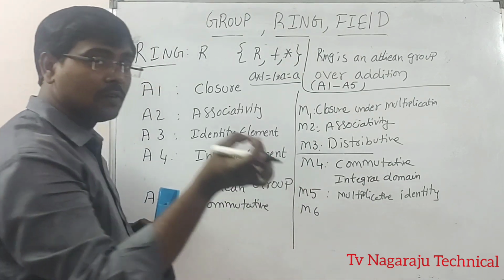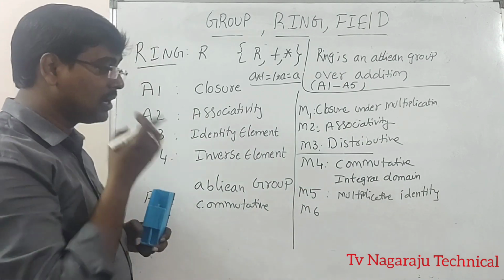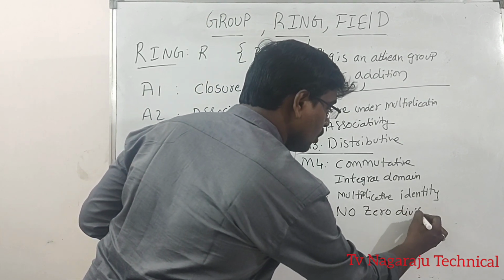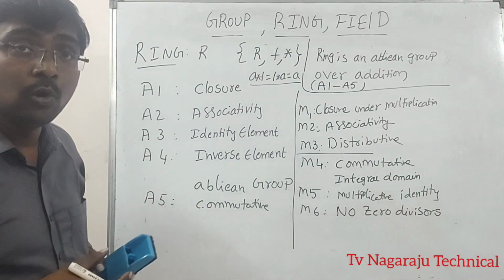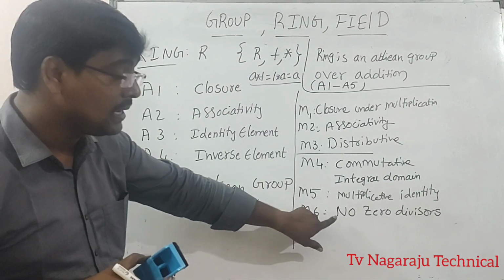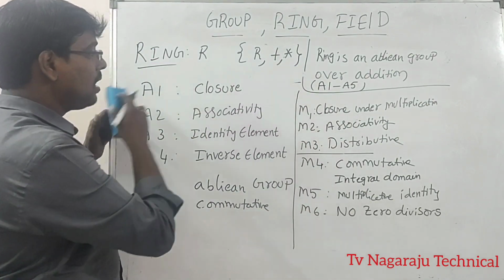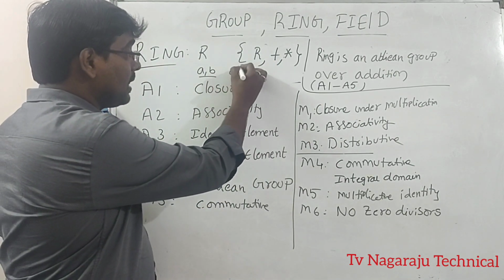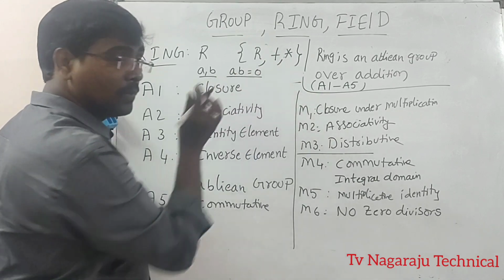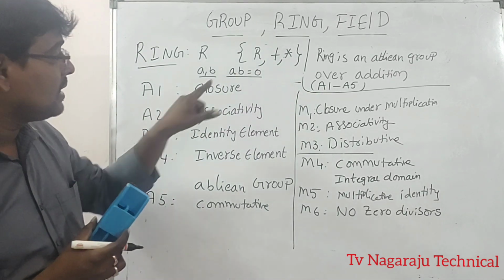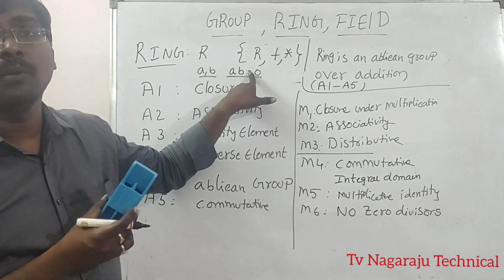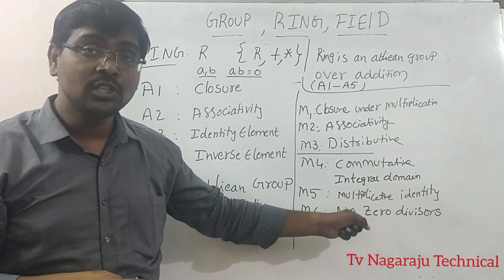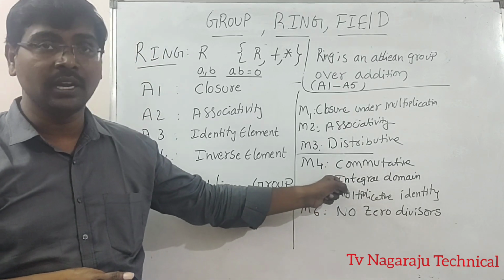The ring is called an integral domain if it satisfies two more additional properties. The first one is the multiplicative identity, and M6 is no zero divisors. No zero divisors means if A and B are two elements, and AB is equal to 0, then either A is equal to 0 or B is equal to 0. If it satisfies this, it is an integral domain.